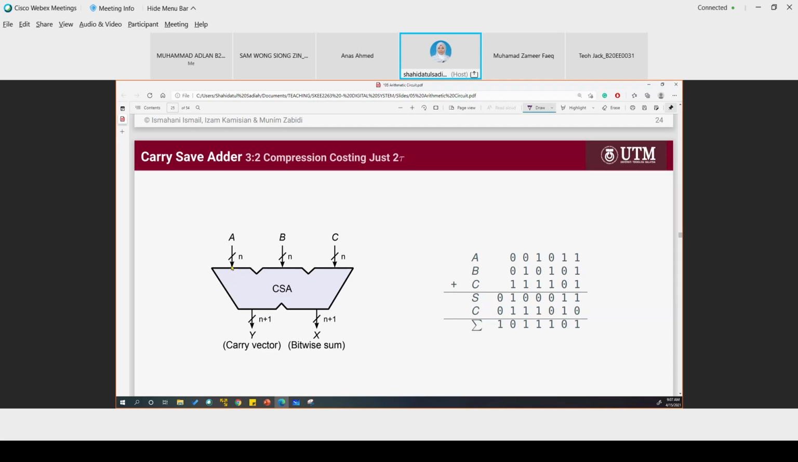So the carry save adder or CSA, what makes it different from the other two is that it doesn't allow the carries to propagate. No propagation. But instead, it saves the carries in what we call a carry vector. What is the carry vector?